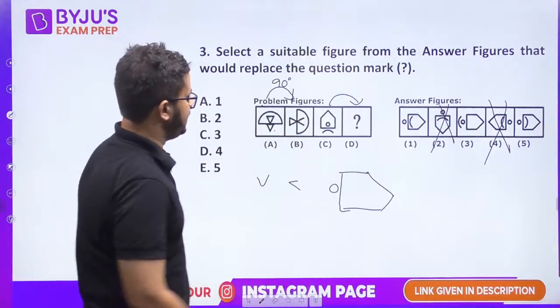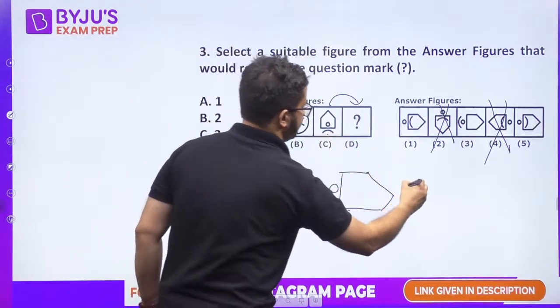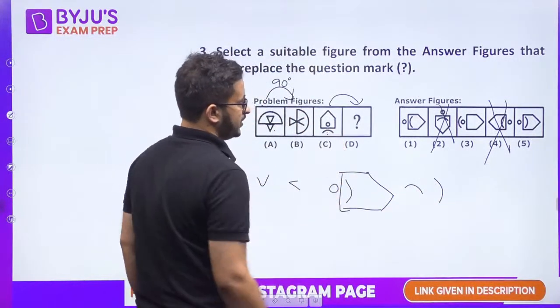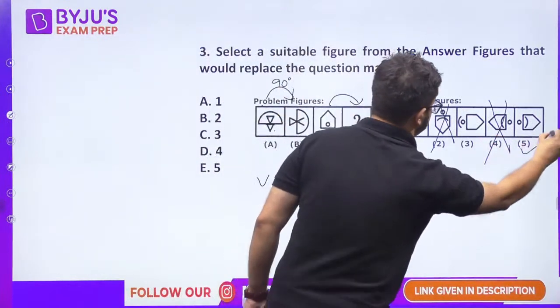Okay, so similarly this thing will get rotated by 90 degree, it will become like this, it is outside, so it will go inside. So the answer is option 5.